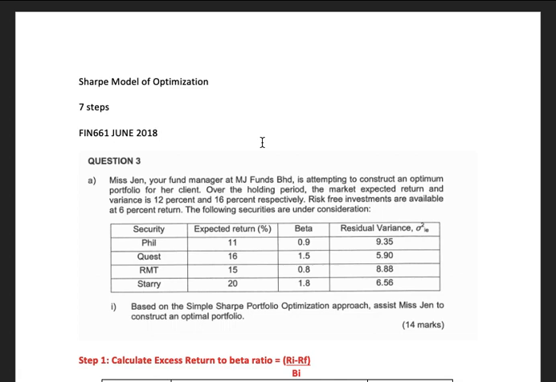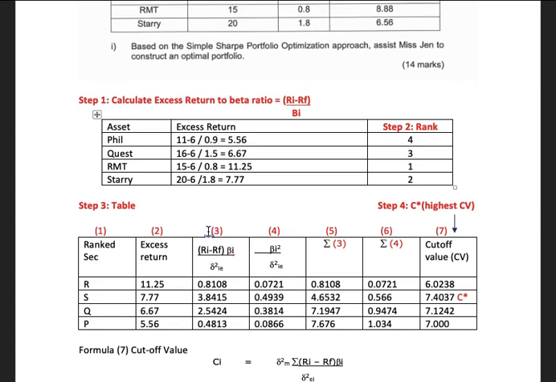This chapter is under the chapter of optimization, also known as portfolio selection. The Sharpe model of optimization, I call it 7 steps, because there are 7 steps to be done in order to find in what asset and how much you should invest in respective assets.